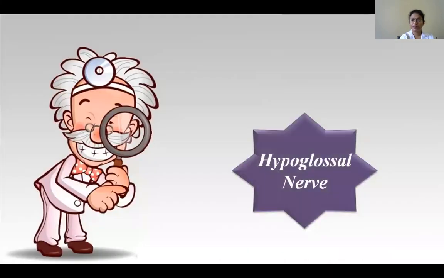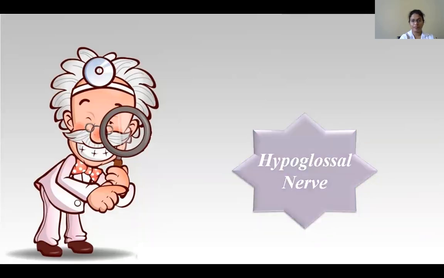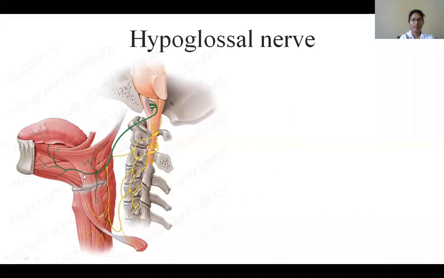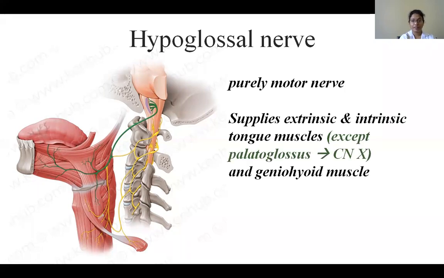Coming to the next nerve, that is the hypoglossal nerve or the 12th cranial nerve. The hypoglossal nerve, if you look in this figure, extensively supplies the intrinsic and the extrinsic muscles of the tongue, except palatoglossus, which is supplied by vagus. It also supplies another important muscle, that is geniohyoid.